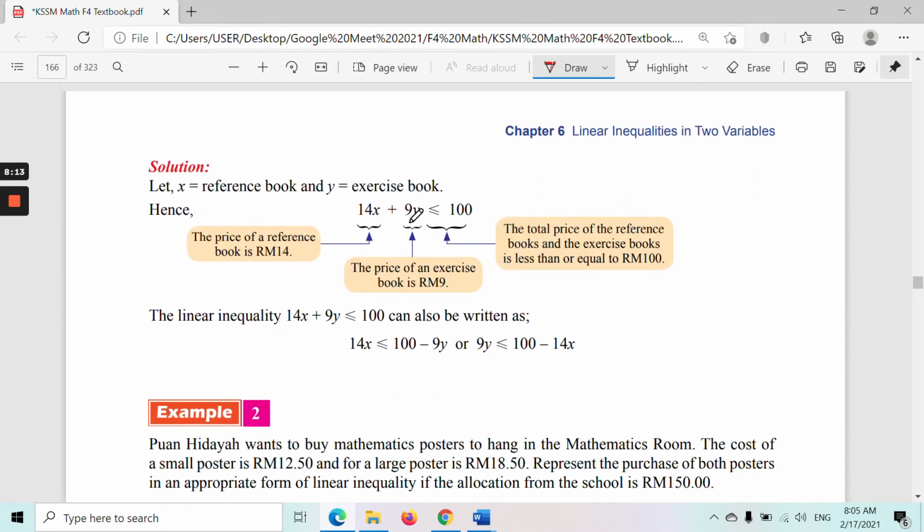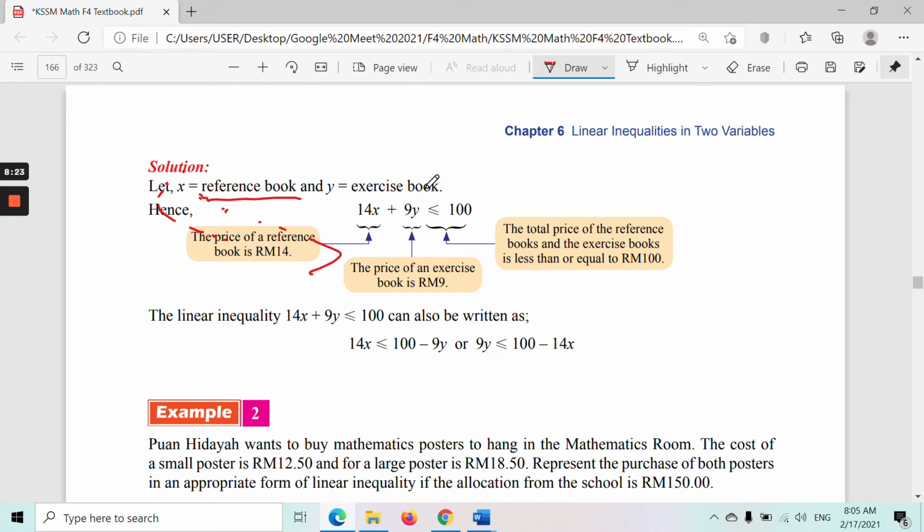Okay, first you need to let the unknown equal to what? So usually you use X and Y. So this one, first one, let X equal the number of reference books that you have, and then Y equal the number of exercise books that you have. So how do we form this? How do you get the linear inequality?